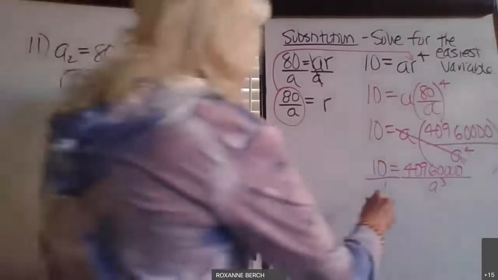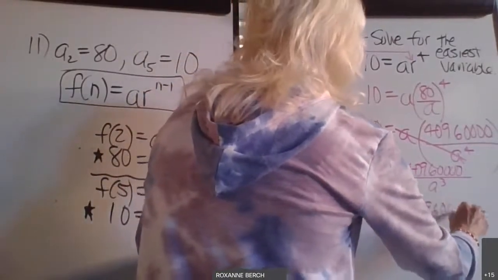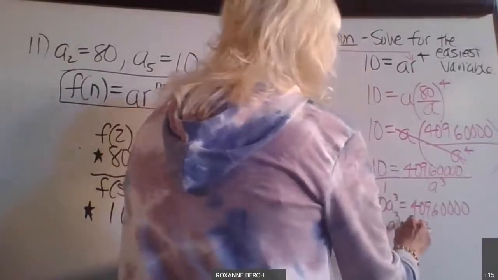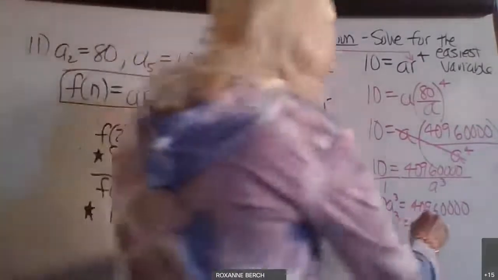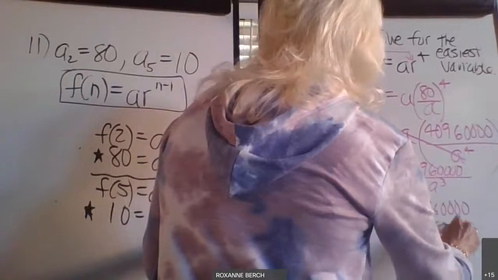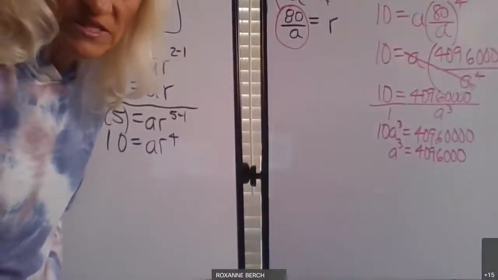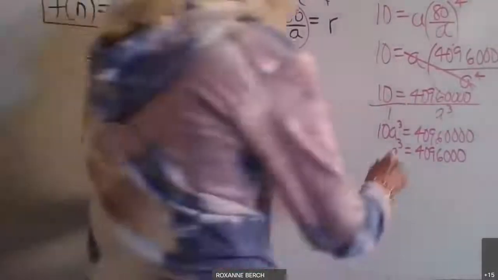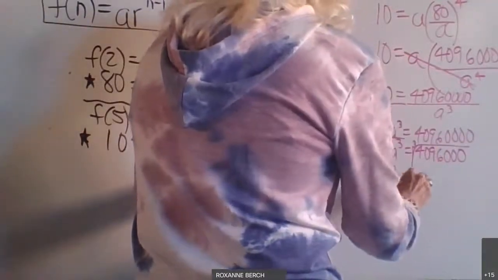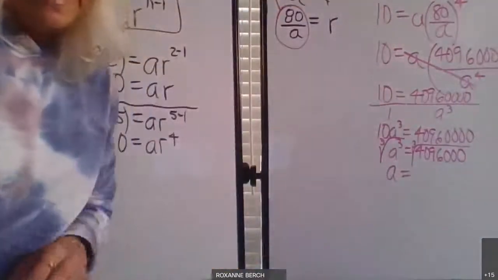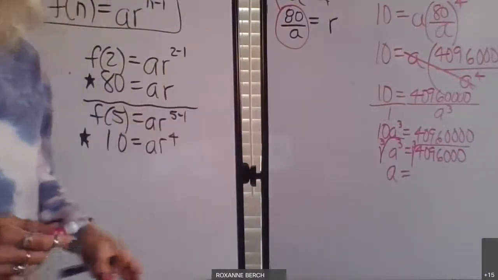So now what I have is 10a cubed is equal to 40,960,000, and when I divide by 10, I can cancel one of the zeros. So it's 4,096,000, and now I'm going to take the cube root of both sides. Don't put plus or minus. So I'm taking the cube root of both sides, and I get a is equal to what? Now get your calculator out and tell me, what's the cube root of 4,096,000?